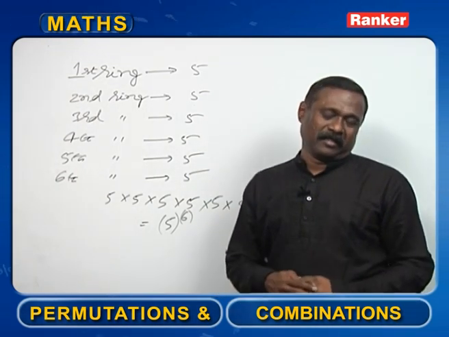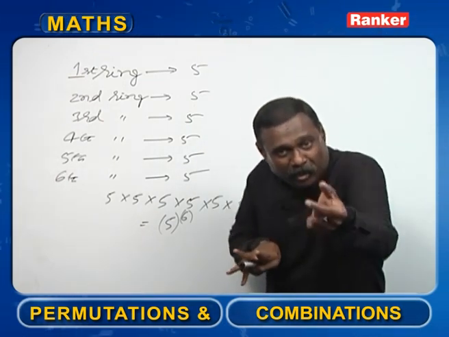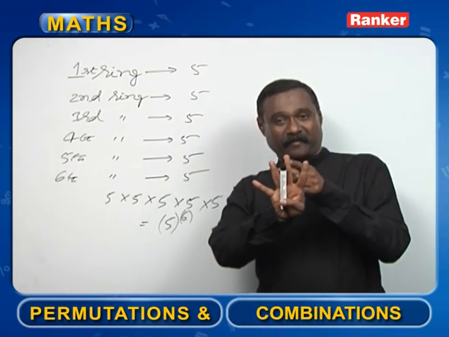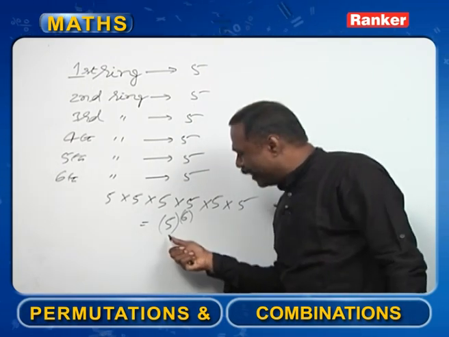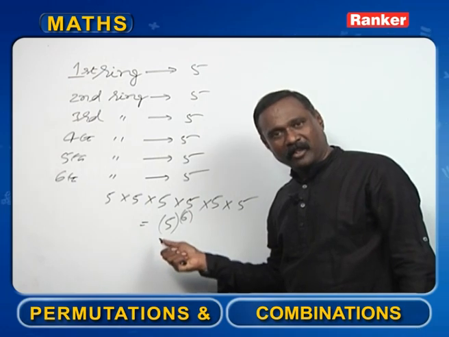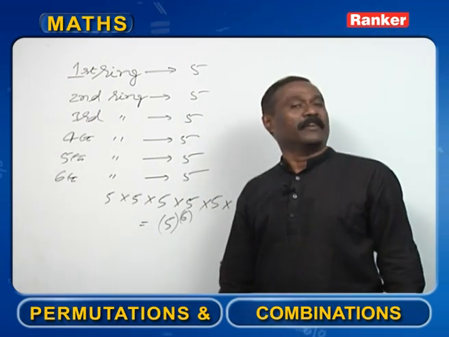So always remember, the ring comes to the finger, but the finger will not go to the ring, because it is fixed. It's fixed, understand? So the fixed one should always be the base, and the variable should be the power. Understand? So 5 power 6.